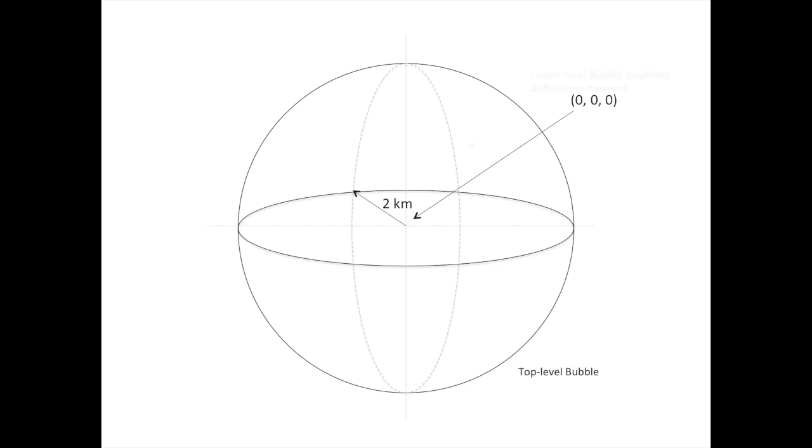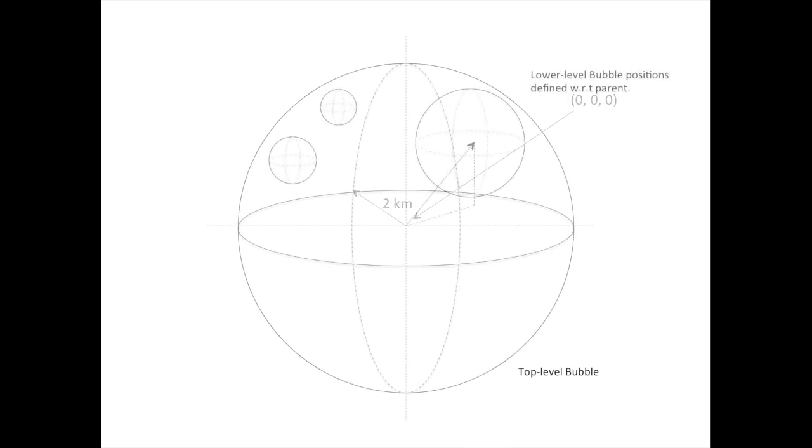Now, within this, we can have some first-generation child bubbles whose locations are defined with respect to the top level. And within those, we could have another generation of bubbles. And like Russian dolls, we can have bubbles within bubbles within bubbles, and each bubble can expand, contract, rotate, or move around inside its parent.